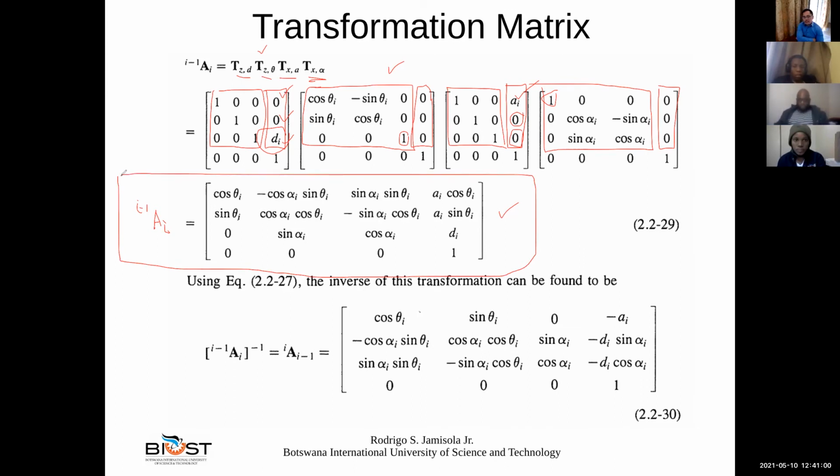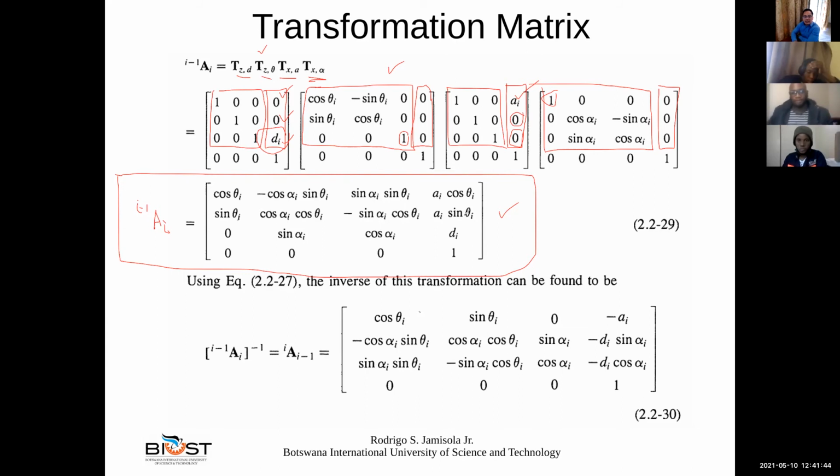Okay. I just want you to appreciate that if you don't have this matrix, you can derive it yourself. You can derive it by making those 4 basic transformation matrices: translation along Z by d, rotation about Z by theta, translation along X by a, and rotation about X by alpha. Multiplying all those 4 matrices will result in this matrix.